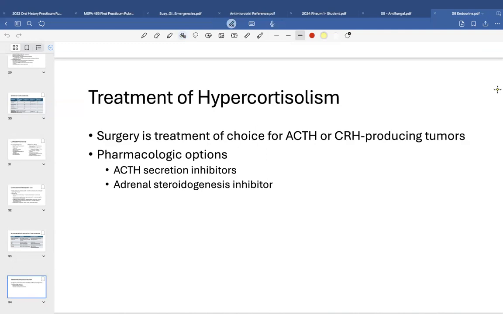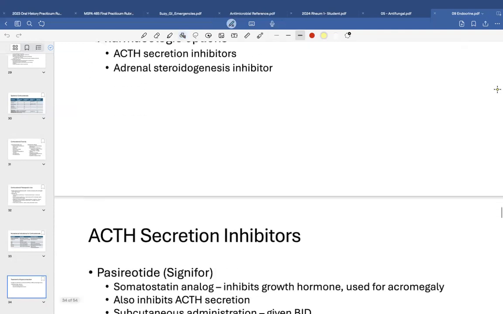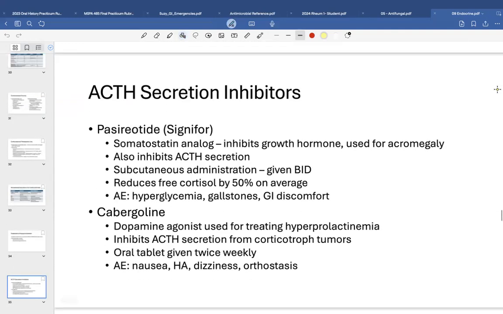Octreotide is a somatostatin analog, and somatostatin inhibits secretion. So you will see a reduction in ACTH secretion. But again, somatostatin is so broad that it will also inhibit growth hormone and lots of other hormone secretions. This is given subcutaneously. It will reduce free cortisol by about 50%. Cabergoline is a dopamine agonist for hyperprolactinemia. We can discuss it at the end of the lecture today, but it can also inhibit ACTH secretion.